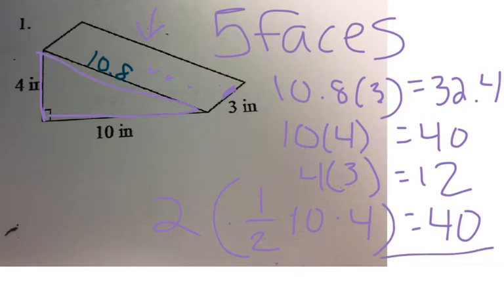And then we're going to add all of that up. And when you add all of that up, what do you get? 114.4 inches squared. If you didn't write all that down on your paper, you need to pause this video and write it all down.